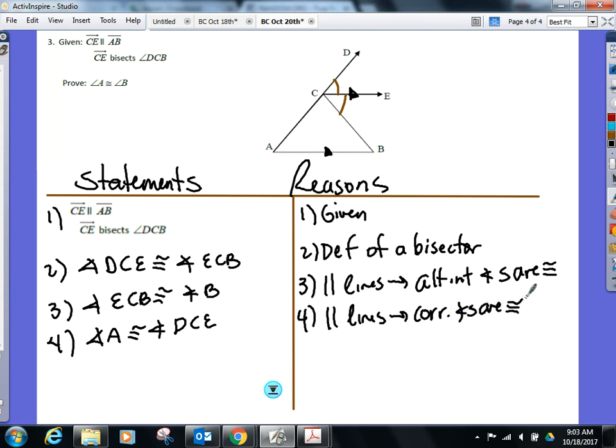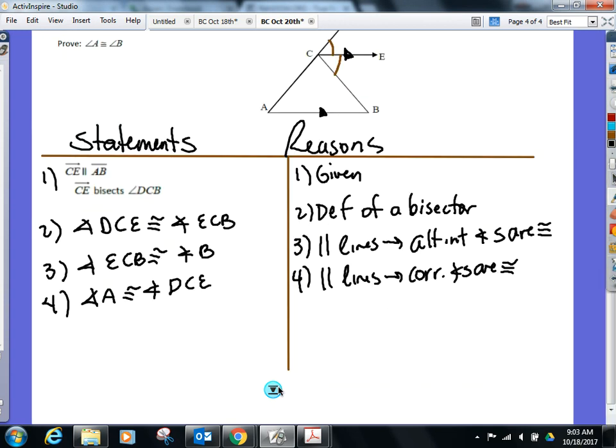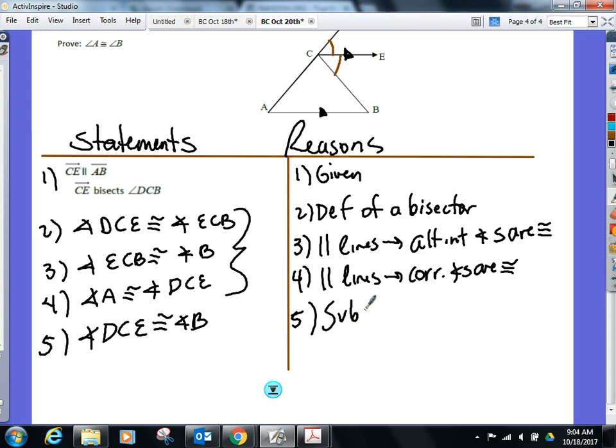Now here is the dreaded substitution that you had on your quiz. If you take a look at these three statements right now, pick two of them and you will never get A congruent to B. Any combination you want, go ahead. So pick two right now. I'm going to pick statements 2 and 3. In statements 2 and 3, I have DCE and ECB are equal, and ECB and angle B are equal. So from substitution, I can say DCE is congruent to angle B. One substitution.